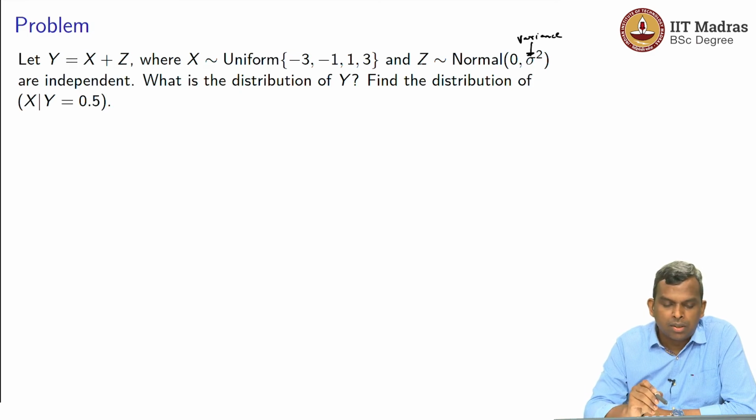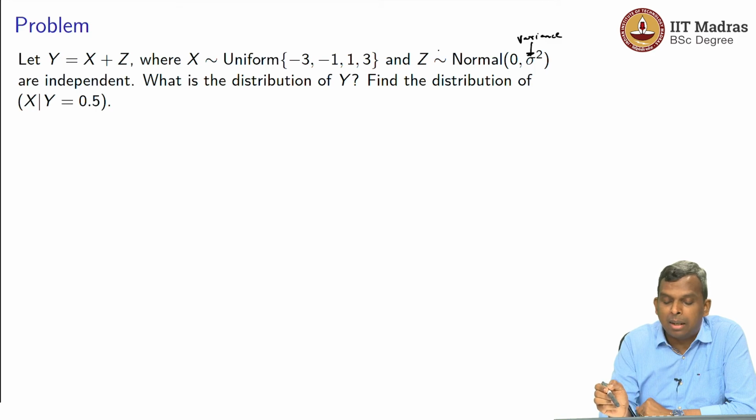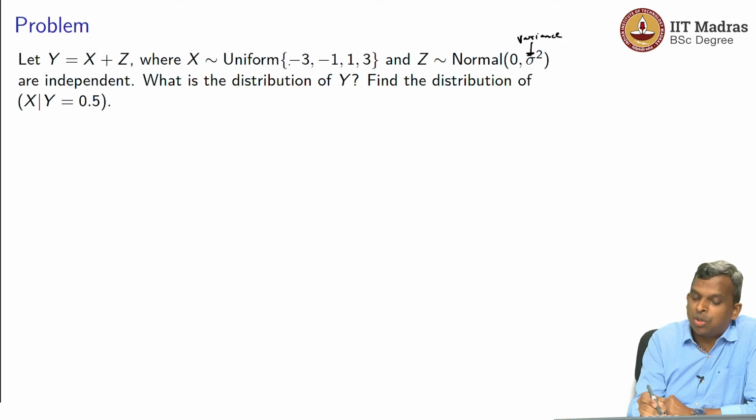Okay, so I'm going to define Y as X plus Z, where X is uniform on -3, -1, 1, 3, and Z is normal with mean 0 and variance sigma squared. These two are independent. Now the question asks: what is the distribution of Y, and find the distribution of X given Y equals 0.5. So the X distribution is given to you.